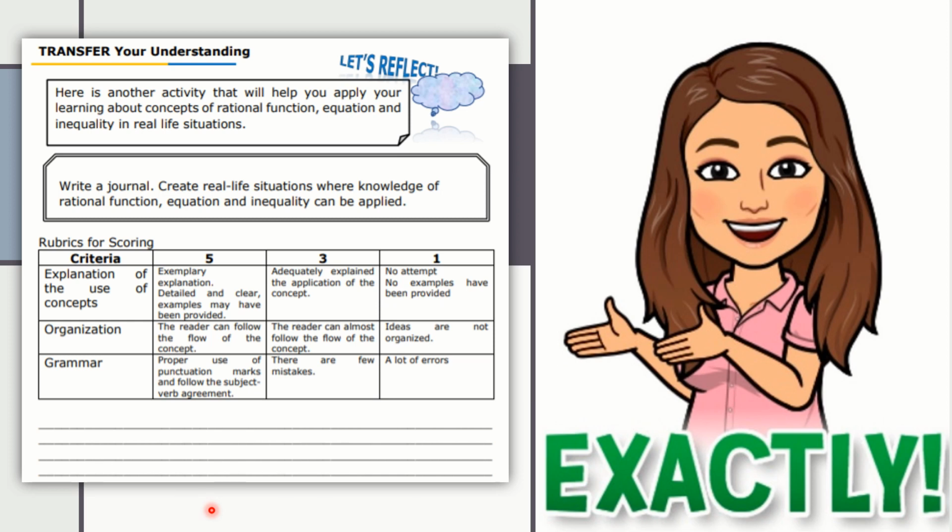It's up to you. The rubrics for scoring will be 5 points for exemplary explanation, detailed and clear. Examples may have been provided. The reader can follow the flow of the concept, proper use of punctuation marks, and following the subject verb agreement. That's 5 points for each criteria for each real life situation, for a total of 30 points.